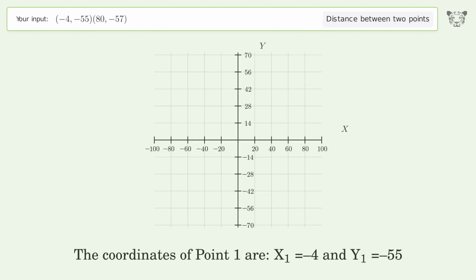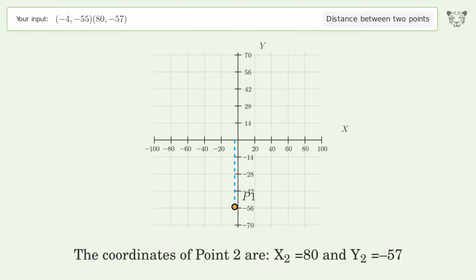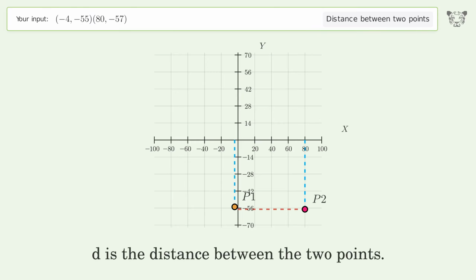The coordinates of point 1 are x1 equals -4 and y1 equals -55. The coordinates of point 2 are x2 equals 80 and y2 equals -57. D is the distance between the 2 points.